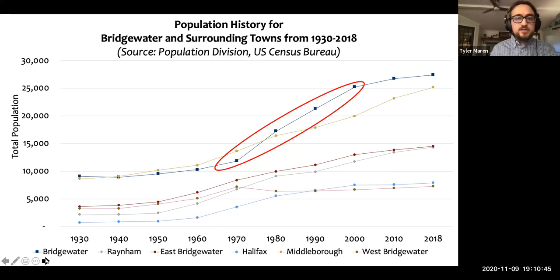So this is a graph you might have seen before. I believe it was originally included in the housing presentation. I include it here to highlight what I've circled in red, the period of really explosive growth that Bridgewater experienced starting in the 1970s, really all the way up through 2000, where it slowed down a bit. And this is not only important for the housing section, but here in the land use section, such an influx of people into the town is going to make a big difference about how land is used. There was an explosion of residential development, but as you'll see, that also correlates with increased development of all kinds in the town. So next slide.